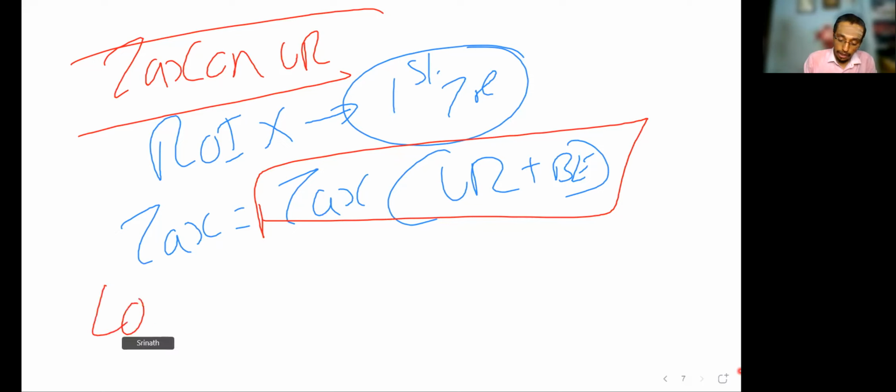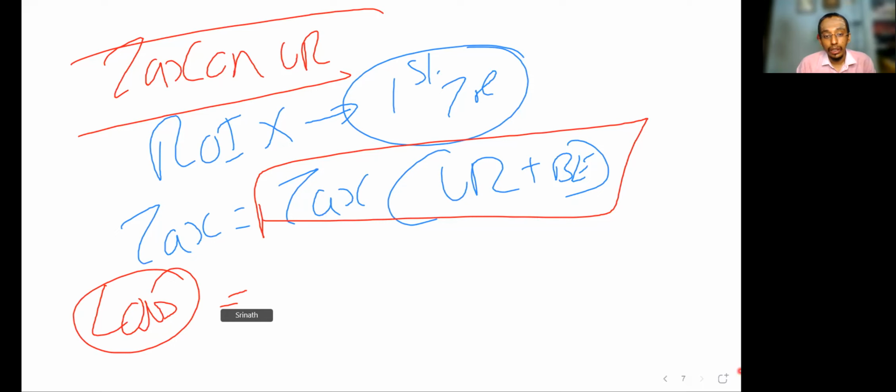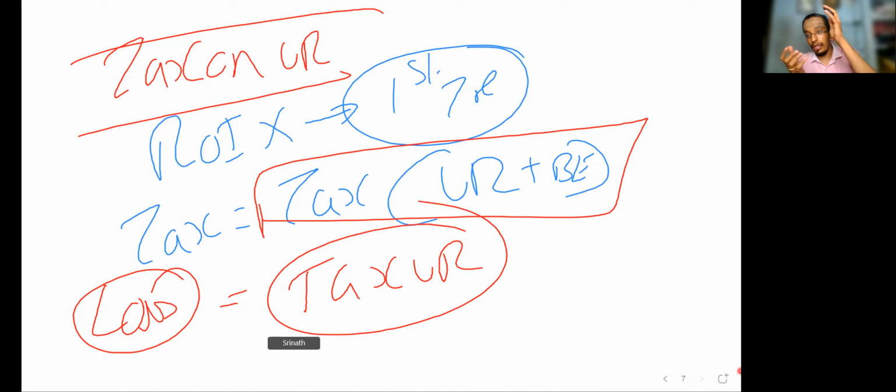In case of loss return, tax on underreported income. Find out underreported income. We have already found out the underreported income. On that compute the taxes.